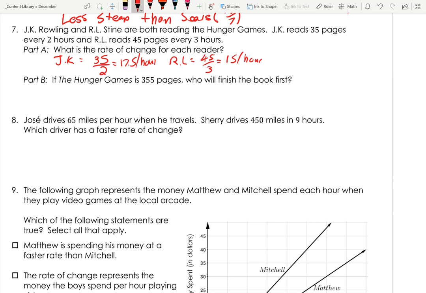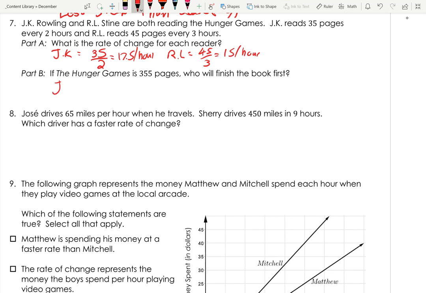But now we've simplified it down to both of them just being per hour, and we can see that JK reads 17.5 pages per hour and R.L. Stine reads 15 pages per hour. So now we can see who's actually reading a little bit faster. If The Hunger Games is 355 pages, who will finish the book first? Well, it doesn't matter how many pages it is. We can tell that J.K. Rowling is going to finish it first because J.K. Rowling reads more pages per hour. So, J.K. Rowling will.